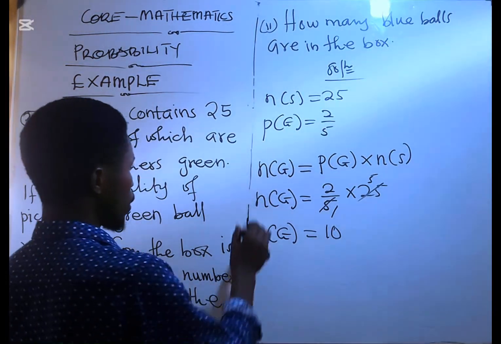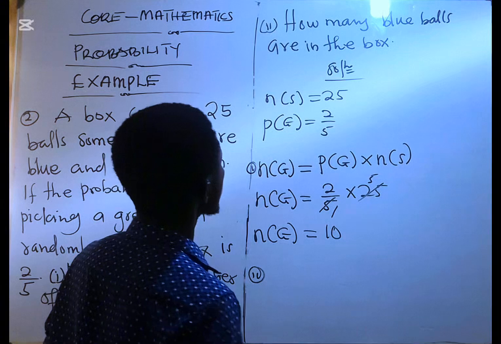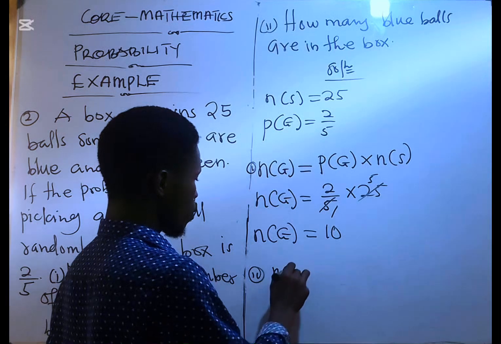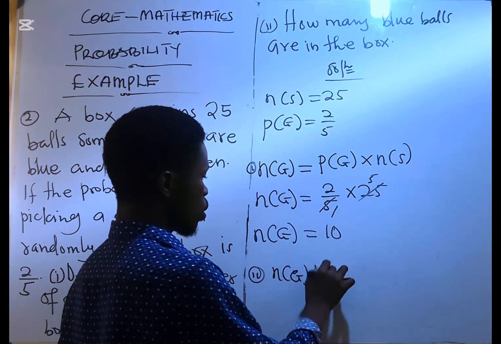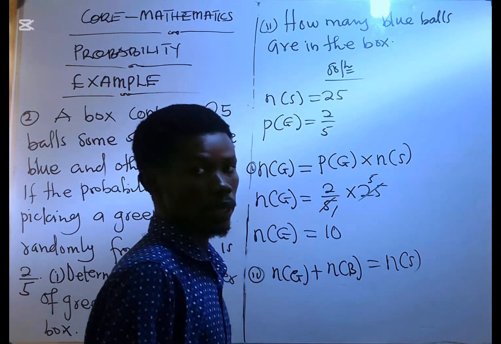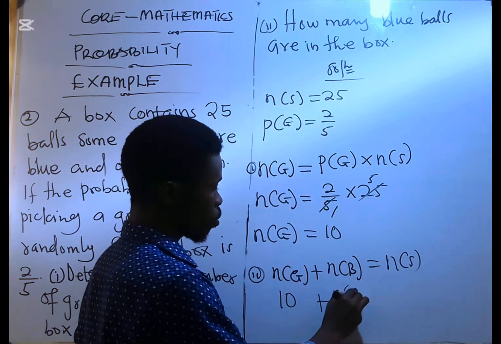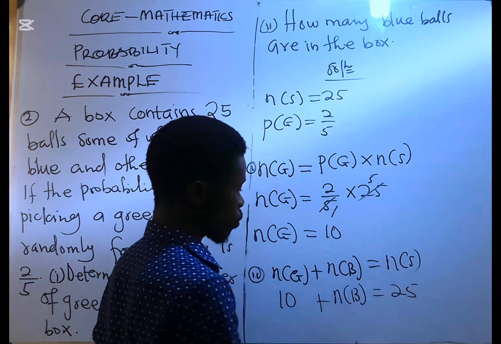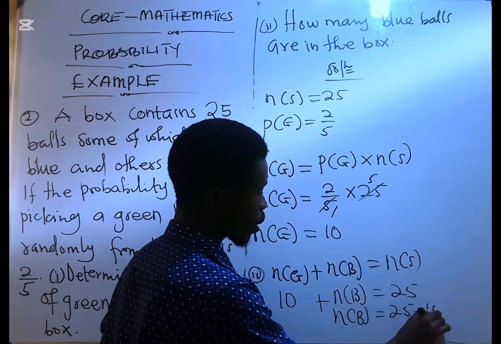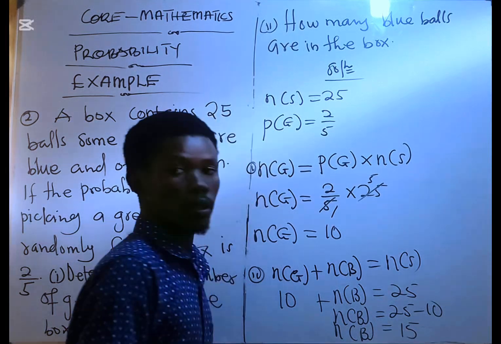Then the second part is saying, how many blue balls are in the box? We know that if I add the number of green balls to the number of blue balls, it gives me the number of the sample space. So the number of green balls is 10 plus the number of blue balls should give me 25. So my number of blue balls should be 25 minus 10. It means that the number of blue balls is going to be 15. Is that okay?